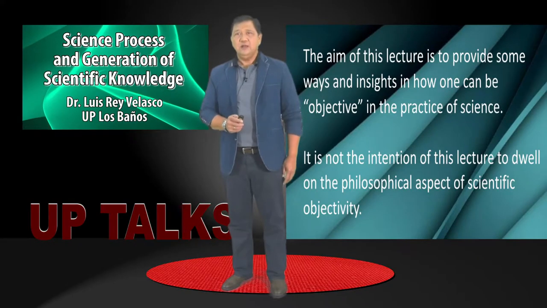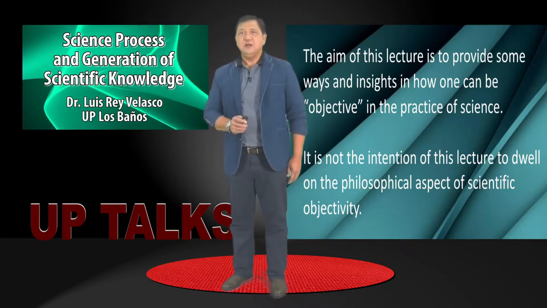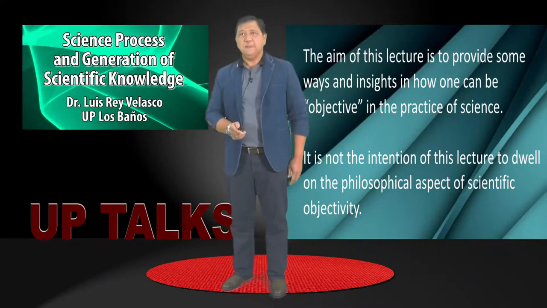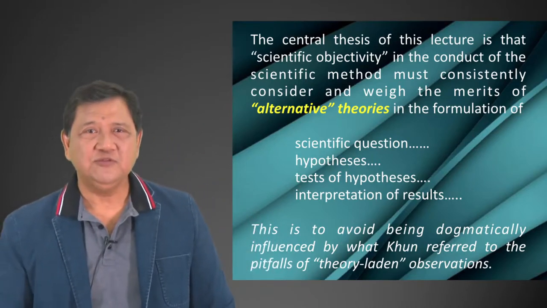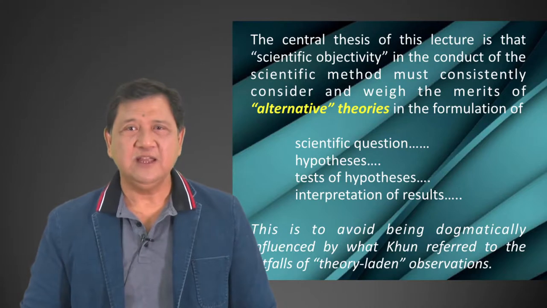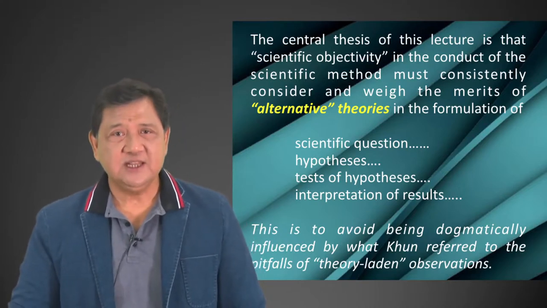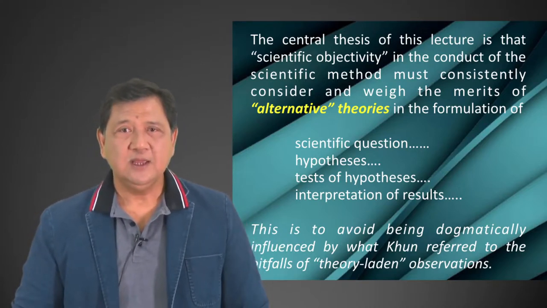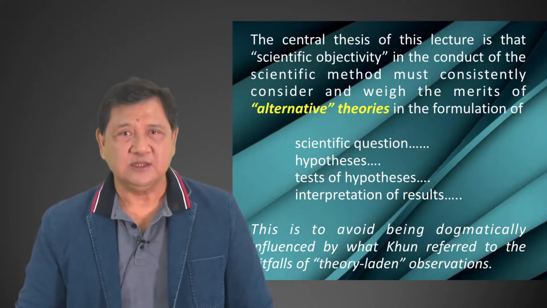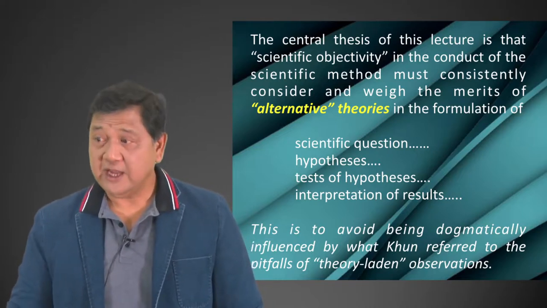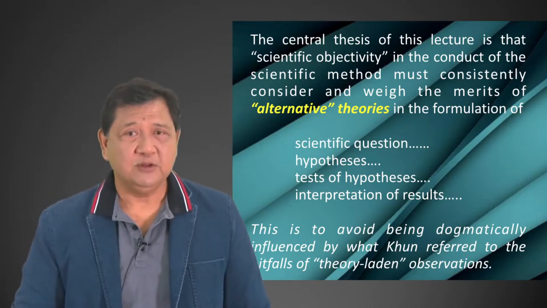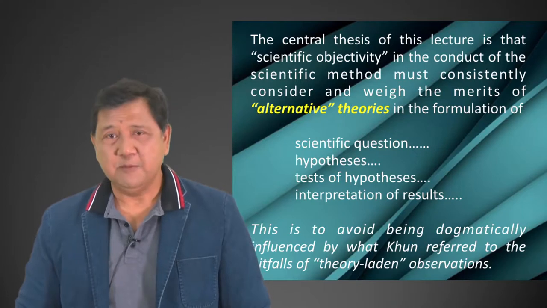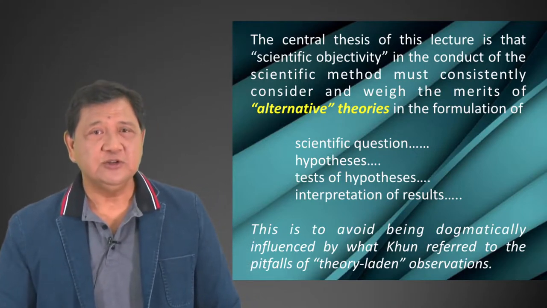It is not the intention of this lecture to dwell on the philosophical aspect of scientific objectivity. The central thesis of this lecture is that scientific objectivity in the conduct of the scientific method must consistently consider and weigh the merits of alternative theories in the formulation of the scientific question, the hypothesis, in the testing of the hypothesis, and as well, and more importantly, in the interpretation of the results.